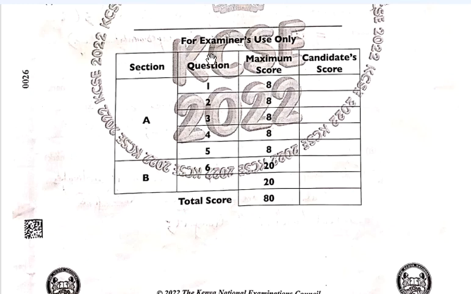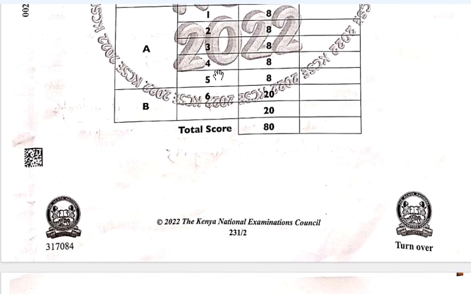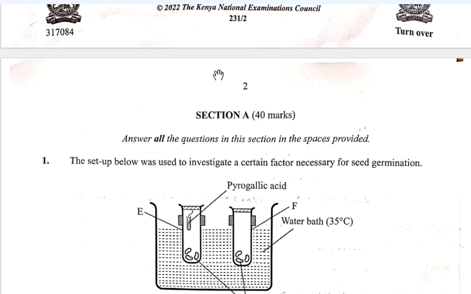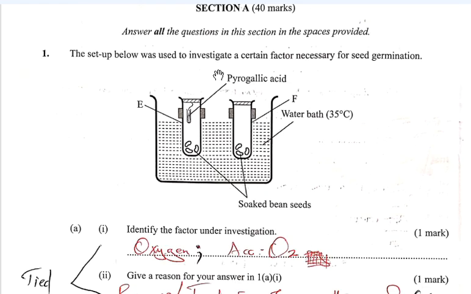Look at Biology Paper 2, that is KCSE 2022. On to the first question. The setup below was used to investigate a certain factor necessary for seed germination. Identify the factor under investigation. Before you tackle the question, you can look at the diagram.